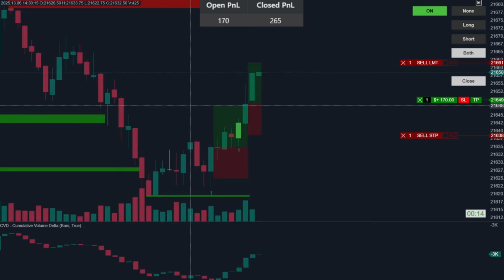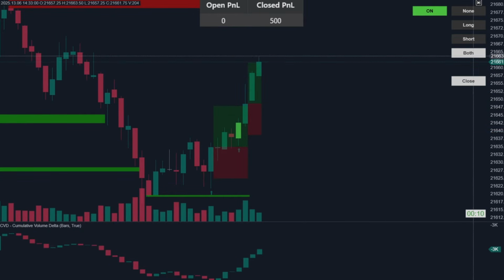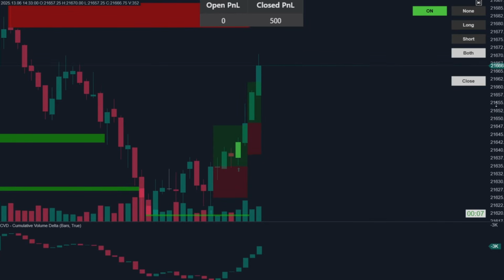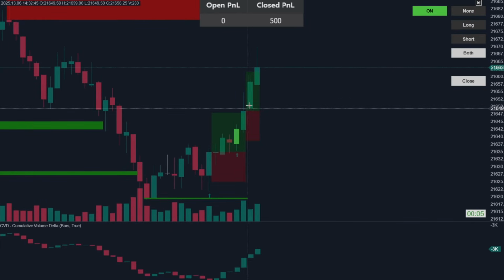This is looking very bullish. The volume's picking up. Order cancelled. And we win this trade too. So quite volatile at the moment. We'll keep it on both. We'll see how it goes.